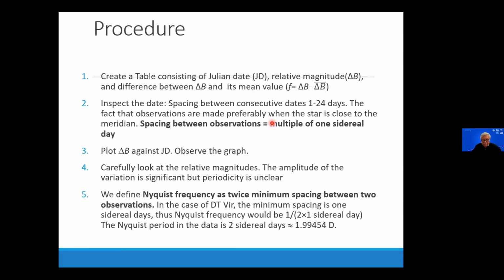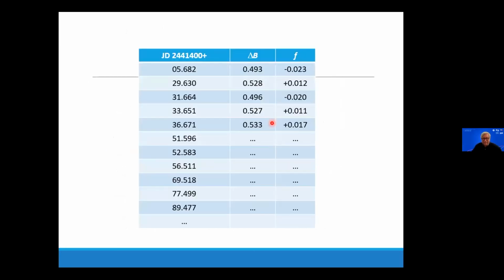So the Nyquist frequency would be 1/2 times sidereal day. So if you have 1 sidereal day, 2 times 1 sidereal day means 2, and 1/2 is 0.5 or something like that. So while the Nyquist period is 2 sidereal days, the Nyquist frequency is half Hertz. Okay. So this is some table that you can construct of this.